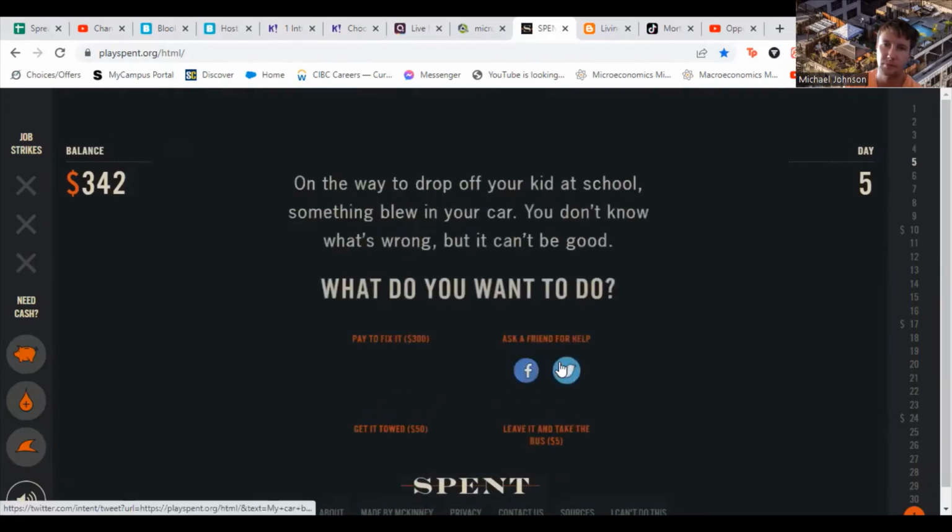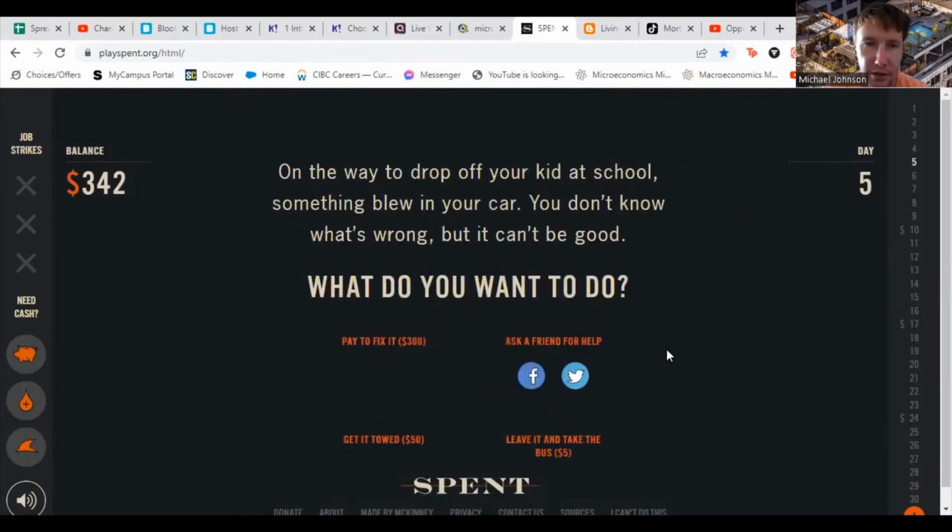Then on the way to drop off your kid at school, something blew in your car. You don't know what's wrong, but it can't be good. What do you want to do? Pay to fix it, ask a friend for help, get it towed, or leave it and take the bus. It won't let me select ask a friend, sorry about that. Pay to fix it.